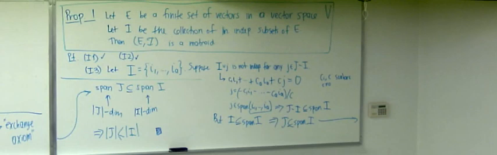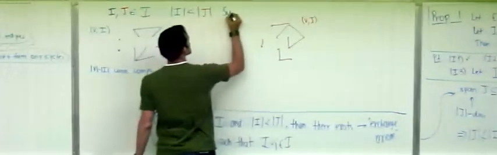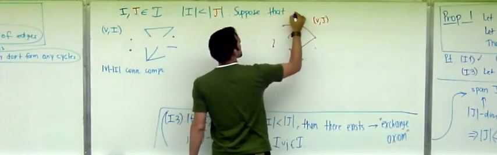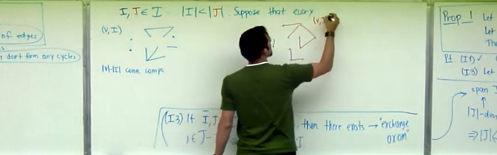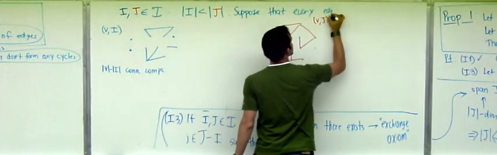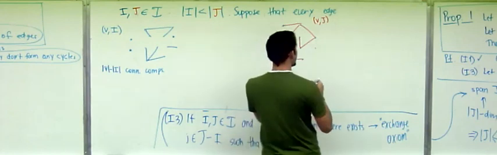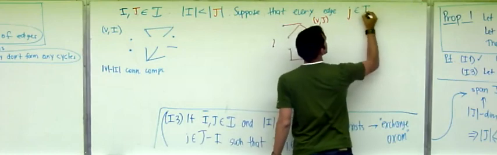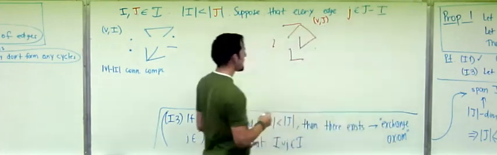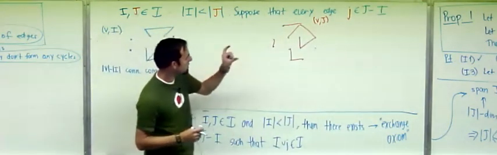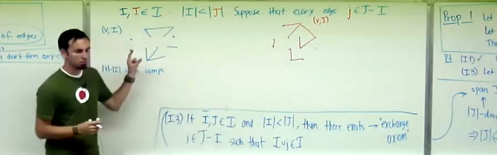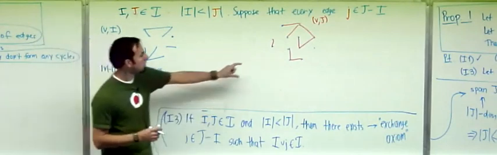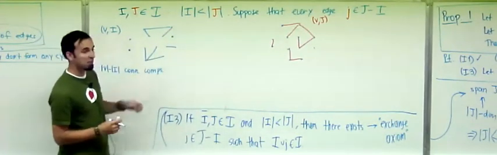And again, I'm going to do it by contradiction. Suppose that every red edge, J. I mean, how could this go wrong? How could it go wrong that you add a red edge to here and end up being not independent? The only way it could go wrong is if you added the edge and you formed a cycle.